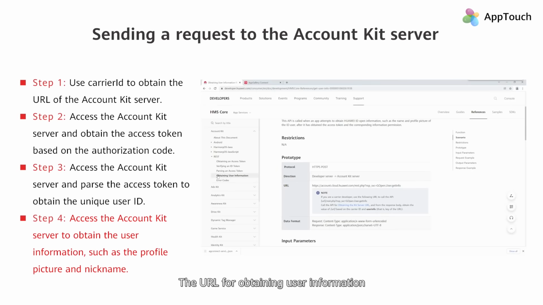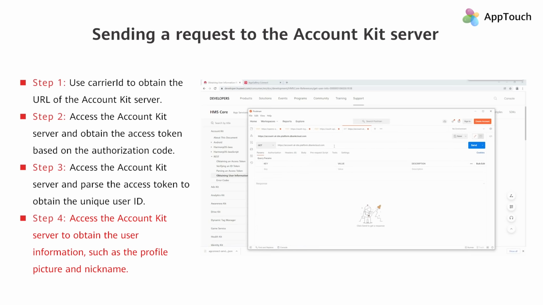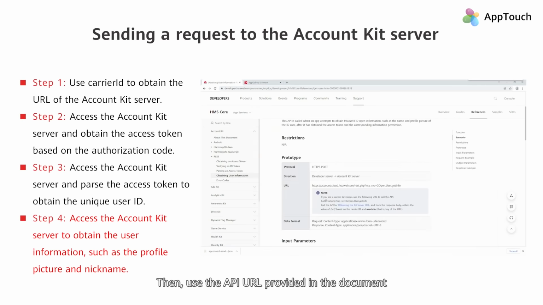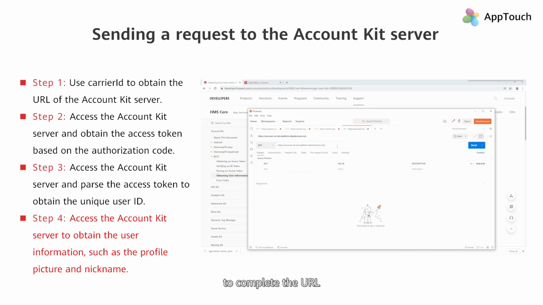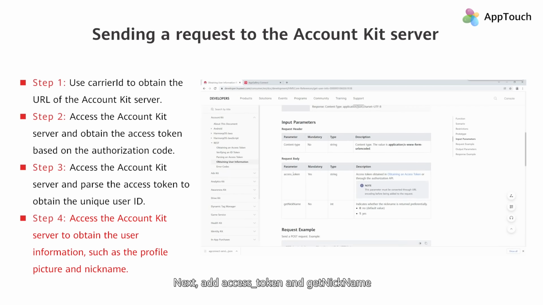The URL for obtaining user information is the value of user info obtained in the first response. Let's open Postman and click the URL of user info to create a tab page. Then, use the API URL provided in the document to complete the URL. Change the request method to POST and set the request body to the form format. Next, add access token and get nickname.